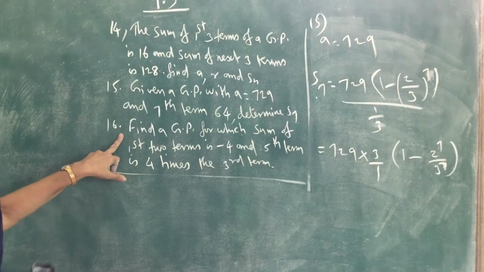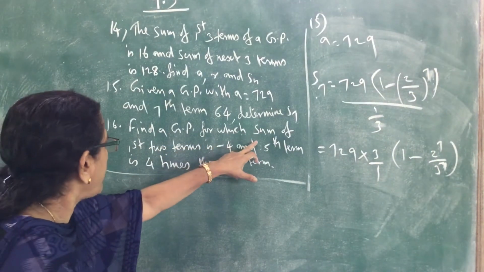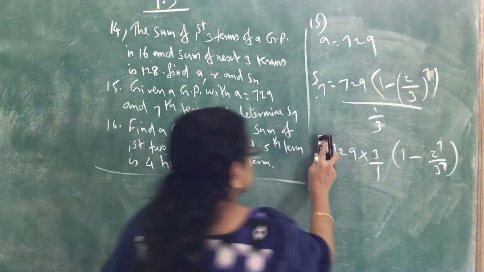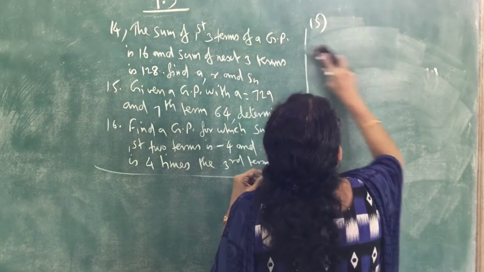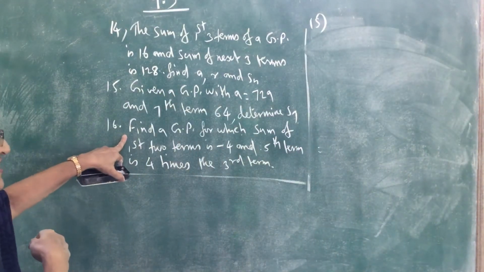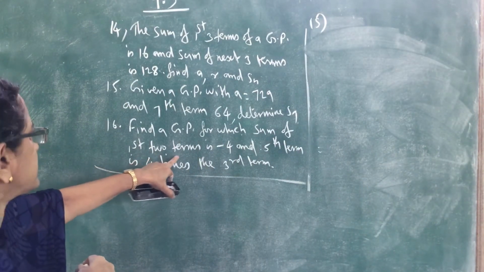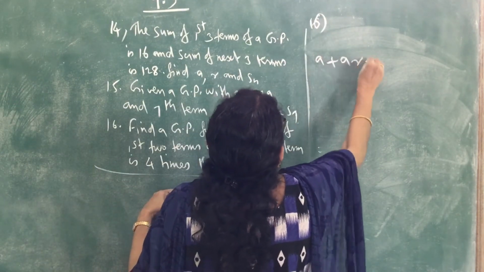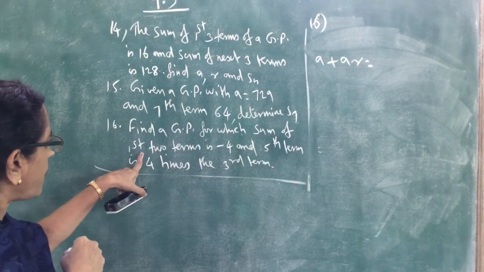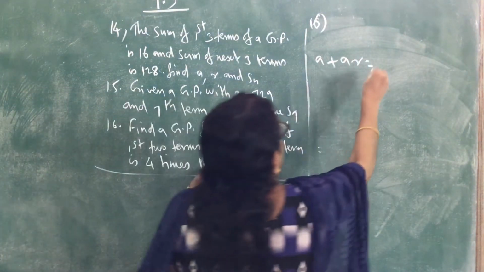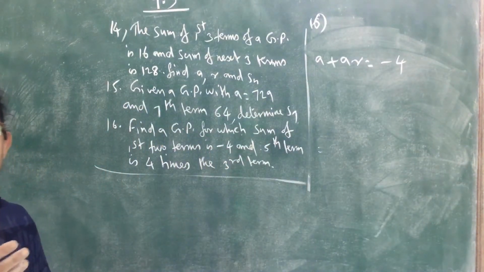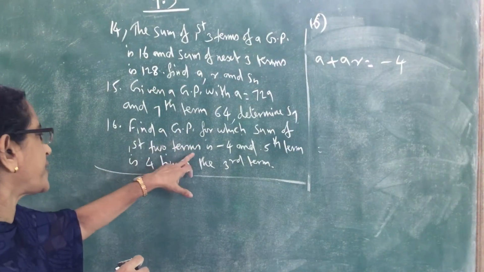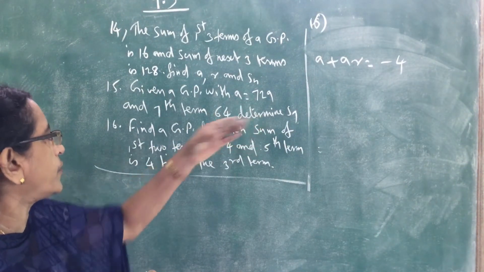Now the 16th one: find a GP for which the sum of first 2 terms is negative 4 and the 5th term is 4 times the 3rd term. So we can write A plus AR equal to negative 4. The first term is A, the second term is AR. So A plus AR, the sum of first 2 terms, is negative 4.